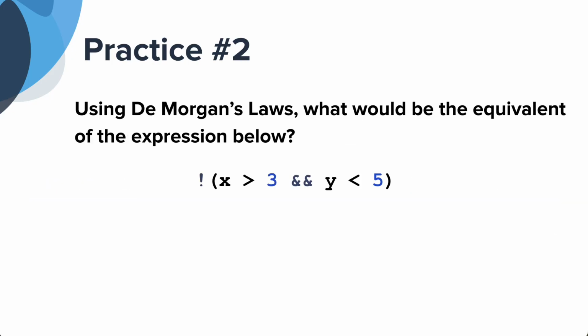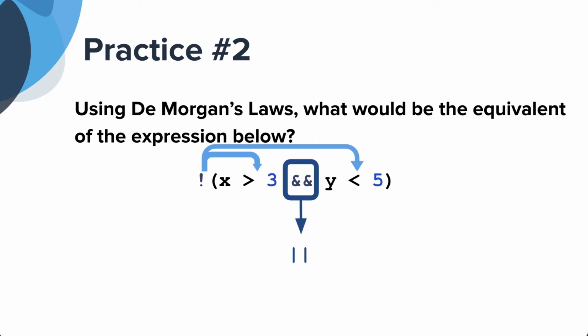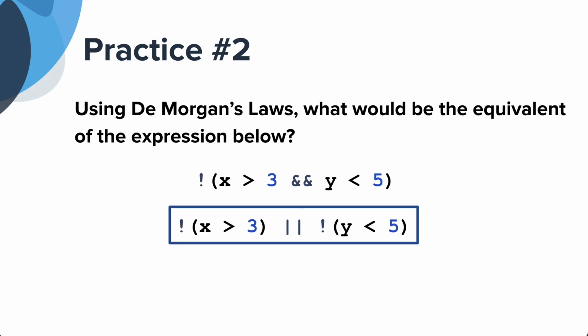Let's do one more. Using De Morgan's laws, what would be the equivalent of the expression below? This uses the not (A and B) structure of De Morgan's laws, which can be rewritten as not A or not B. Using De Morgan's laws, you distribute the not and change the and to or. So you get the equivalent expression not (x > 3) or not (y < 5).